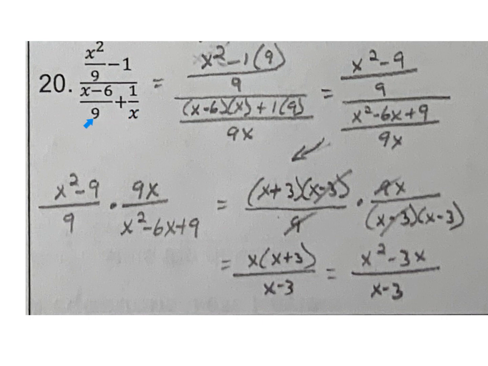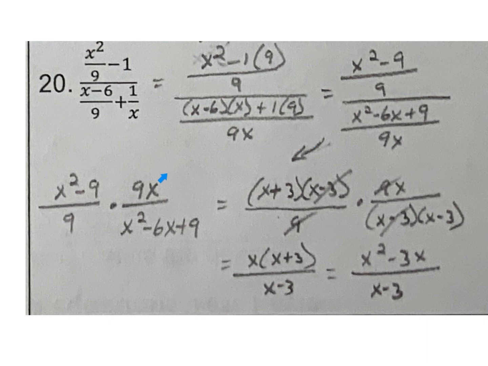In the denominator here, we have 9 times x. So the common denominator of these fractions is 9x. That means I have to multiply x minus 6 times the x plus 1 times the 9. All right. We work all that out. We get x squared minus 9 over 9, divided by x squared minus 6x plus 9 over 9x, okay?